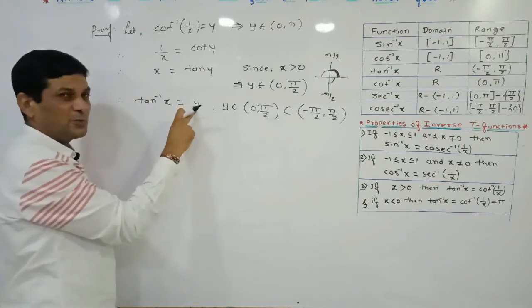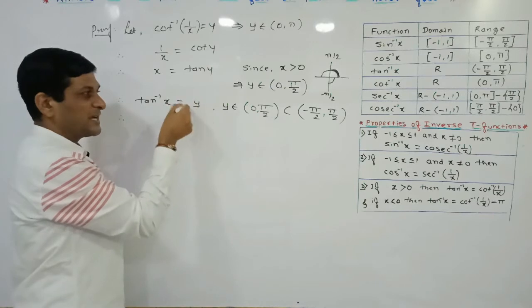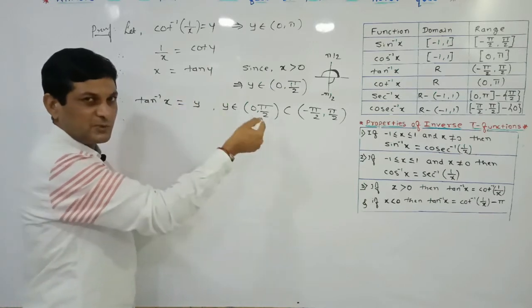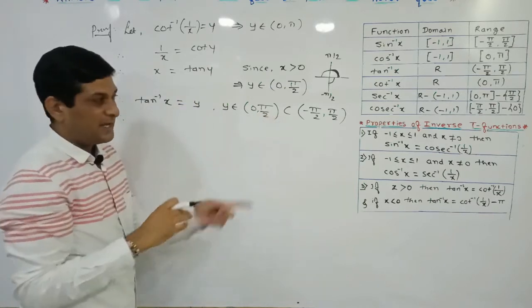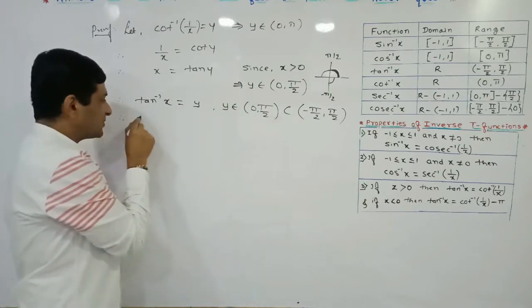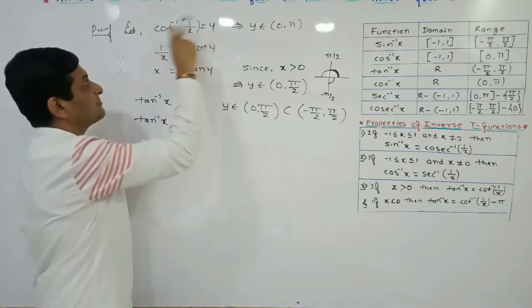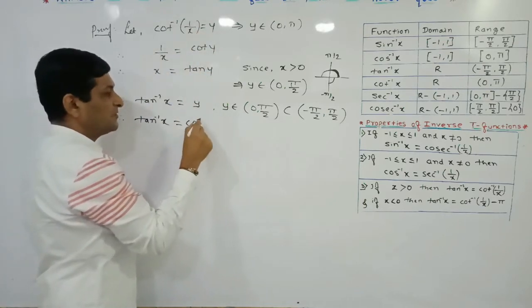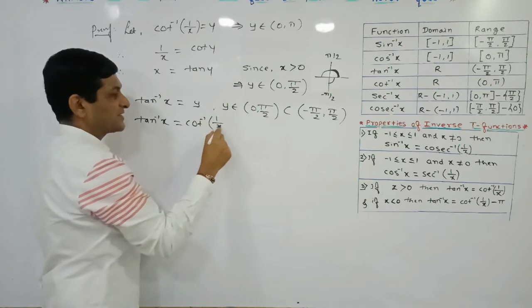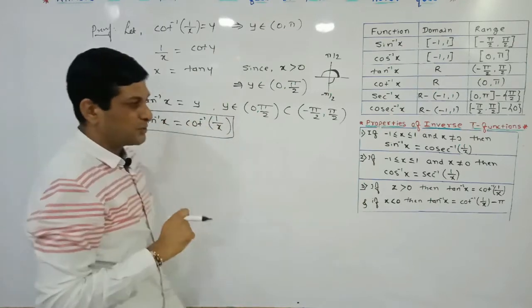So we are able to consider it as the value of tan inverse. Already we have proved that y is the value of tan inverse, so it should belong to its range, and here we have proved that this value of y belongs to its range. So tan inverse of x, keep it as it is. Y we are replacing by its value, cot inverse of 1 by x, and this completes the proof. Now let us try to prove the second part.